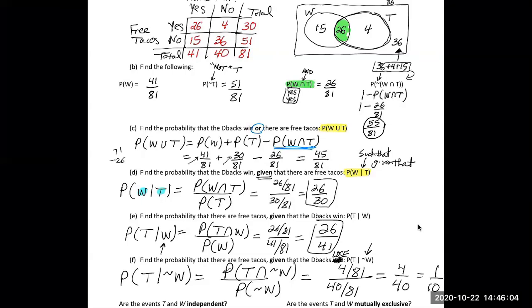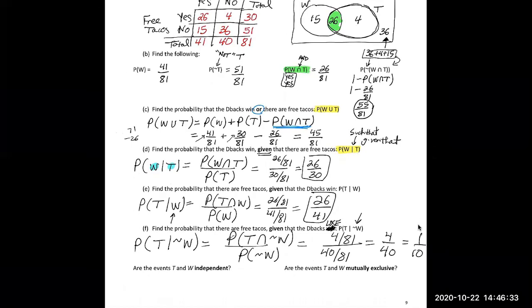So just looking at the table, we have not winning. So I'm looking just at this column. I'm ignoring all these other numbers here. And I would have 4 times out of 40, they were free tacos, yet they lost the game. So there can still be free tacos when they lose the game. Free tacos is if they score 6 or more runs. So that just means they scored a lot of runs, but they lost the game, sadly.